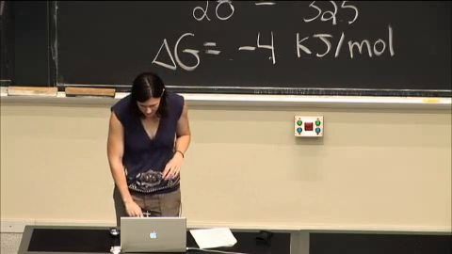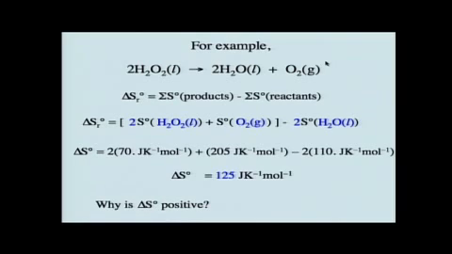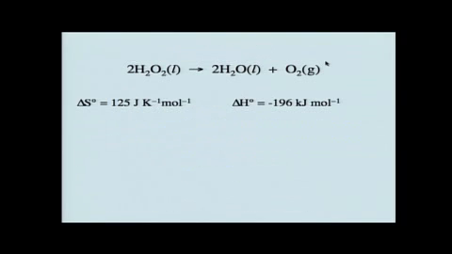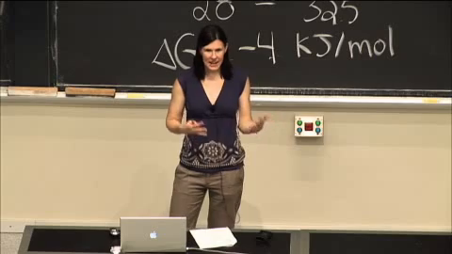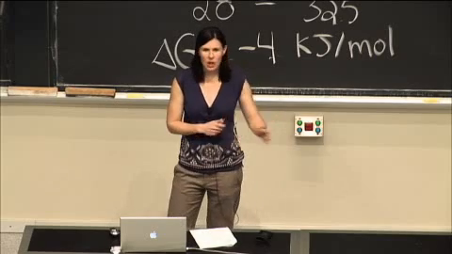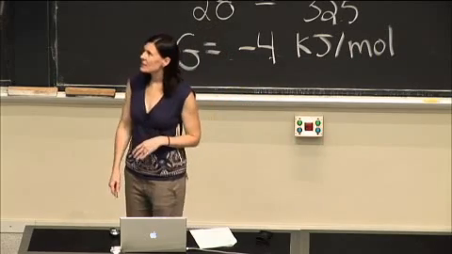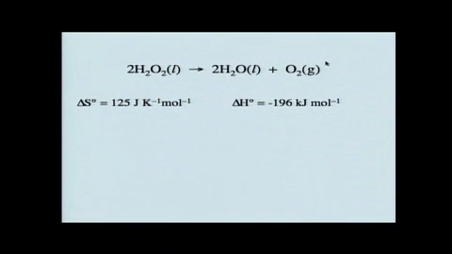We already thought about why delta S is positive. Delta S is positive because we're going from a liquid to a liquid and a gas. We're increasing our disorder. So let's think about whether this reaction is spontaneous or not. To do that, we need to completely calculate delta G. So we can take our values here, and delta G is equal to delta H minus T delta S.